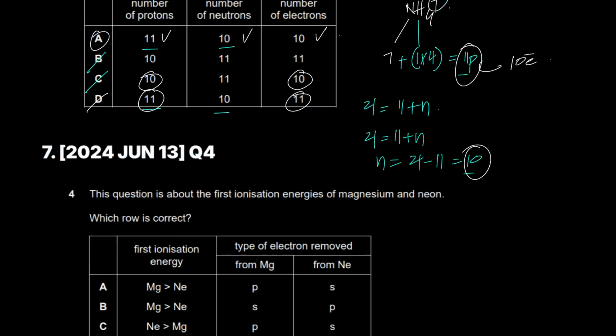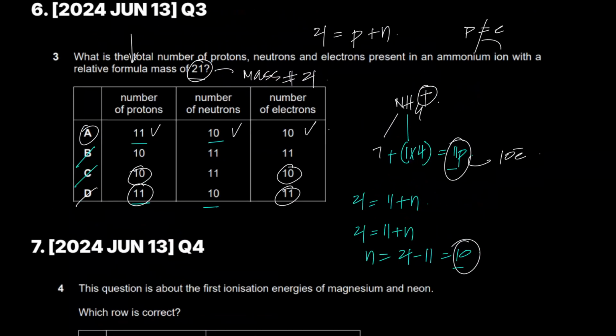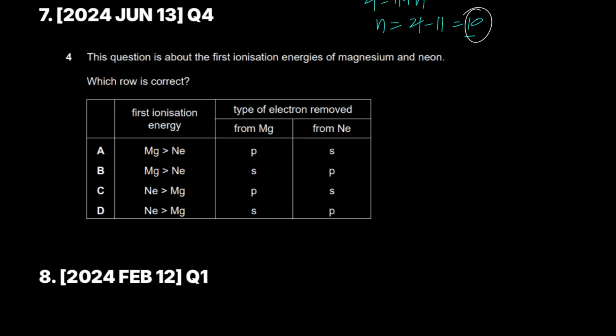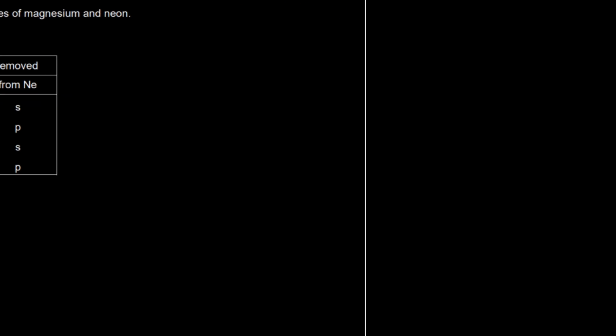This MCQ is poorly constructed, extremely poorly constructed. Why is it poorly constructed? At this level, you don't need to know it. If it was the Cambridge examiner I was talking to, I would probably tell him why it's poorly constructed. This question is about the first ionization energies of magnesium and neon. Which of these two would have the higher first ionization energy?